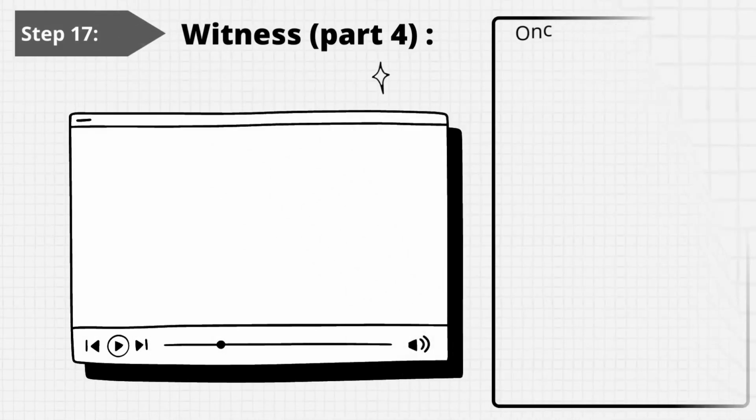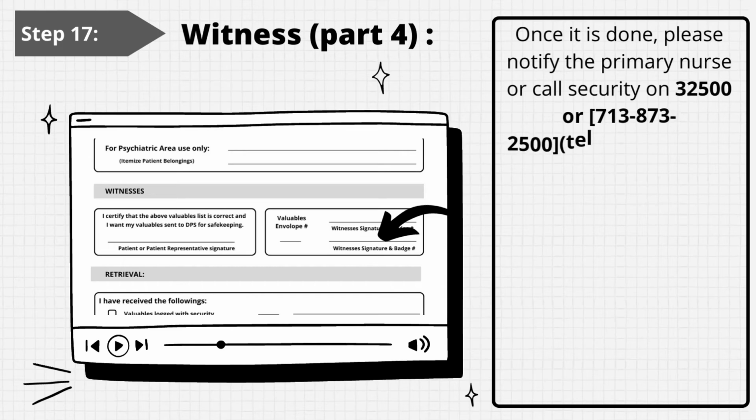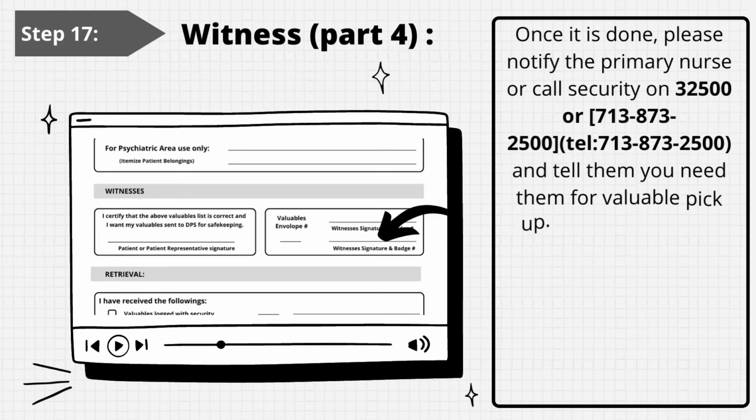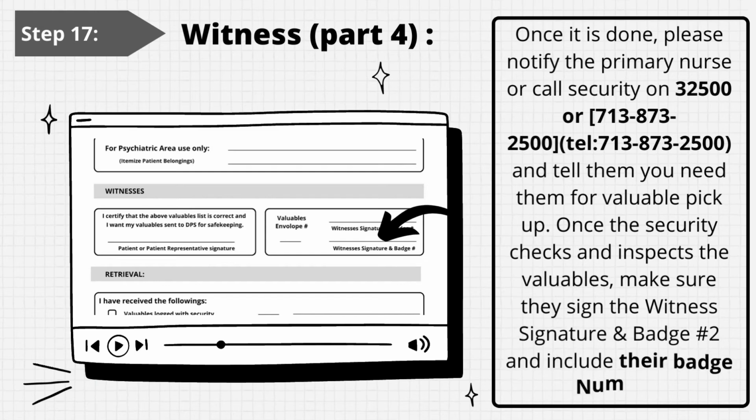Step 17. Witness, Part 4. Once it is done, please notify the primary nurse or call security on 32500 or 713-873-2500 and tell them you need them for valuable pickup. Once the security checks and inspects the valuables, make sure they sign the witness signature and badge number 2 and include their badge number.